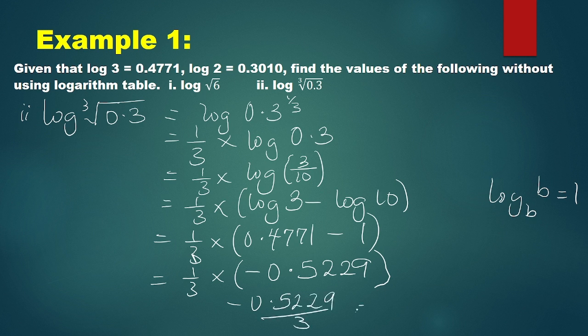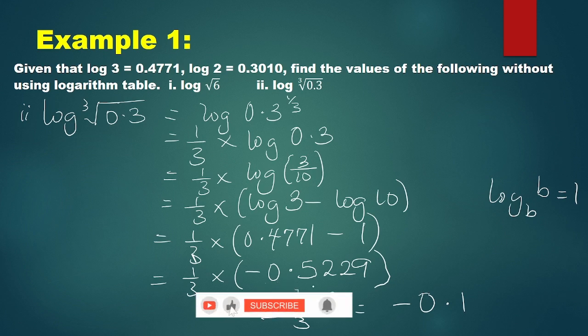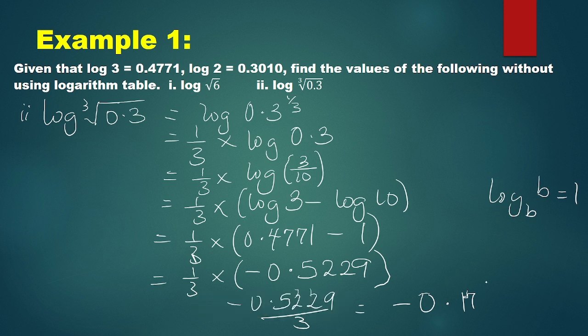Now, I'm simply going to be dividing minus 0.5229 by 3. And that simply gives us minus 5 divided by 3 is 1, with a remainder of 2. 22 divided by 3 is 7, with a remainder of 1. 12 divided by 3 is 4. And 9 divided by 3 is 3. So this is the answer to the question.